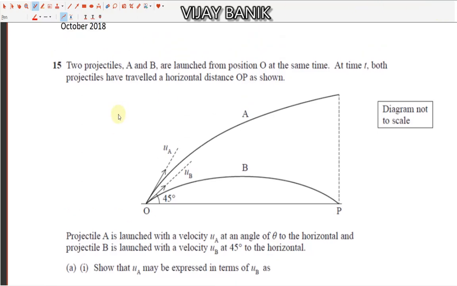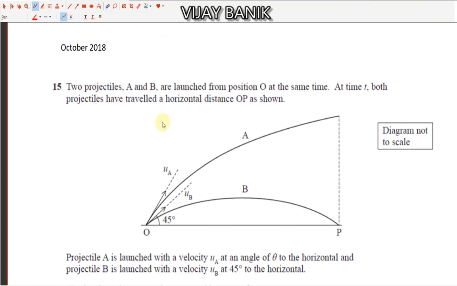This is an October 2018 question. Two projectiles A and B are launched from position O at the same time. At time t, both projectiles have traveled a horizontal distance of OP as shown.